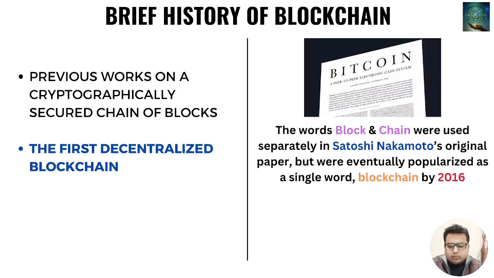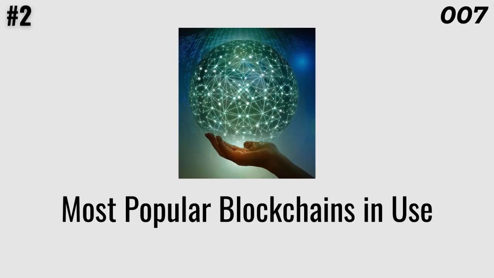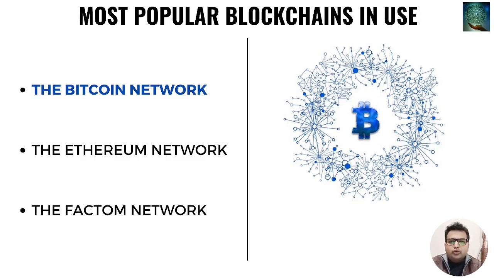Initially, the words block and chain were used separately in Satoshi Nakamoto's original paper, but they were eventually popularized as a single word, blockchain, by 2016. Okay, now let's look into the most popular blockchains in use. So first, let's look into the Bitcoin network.